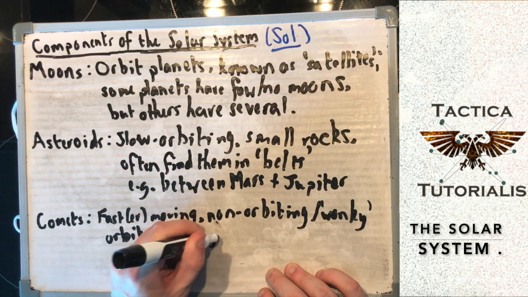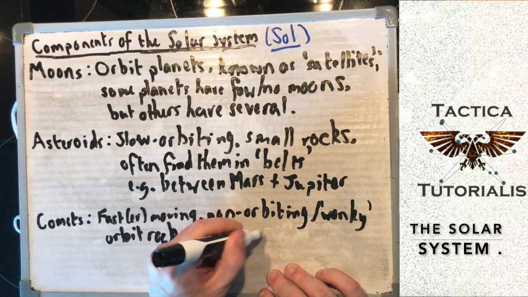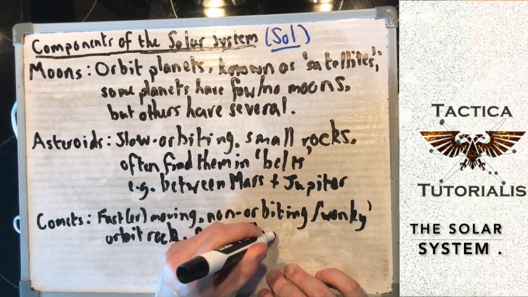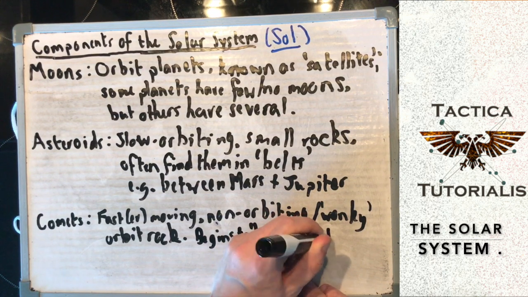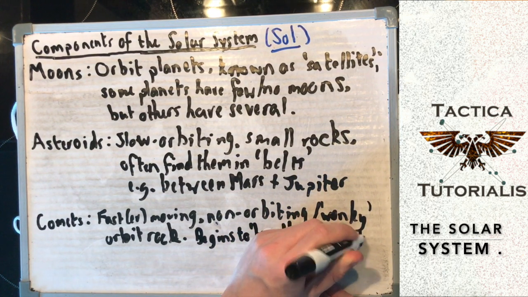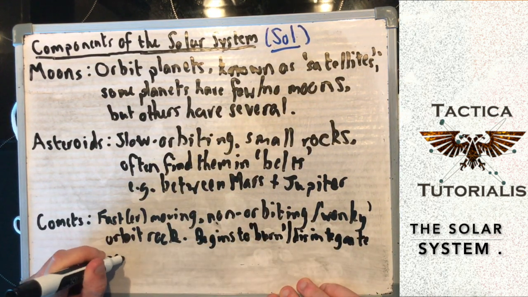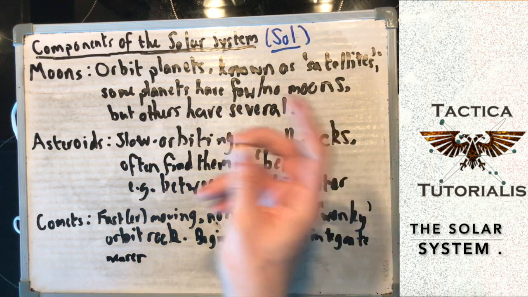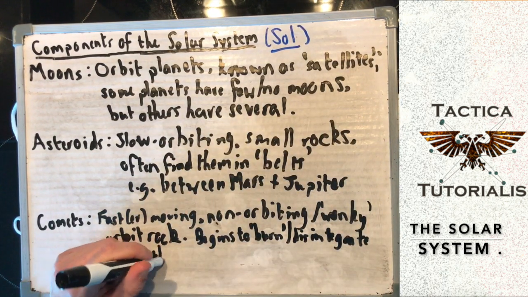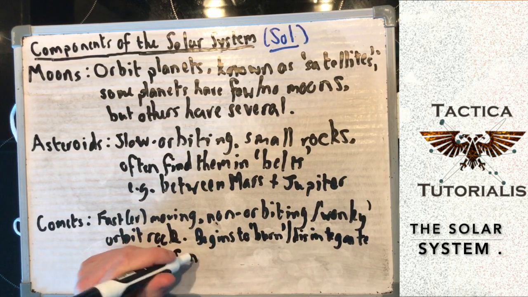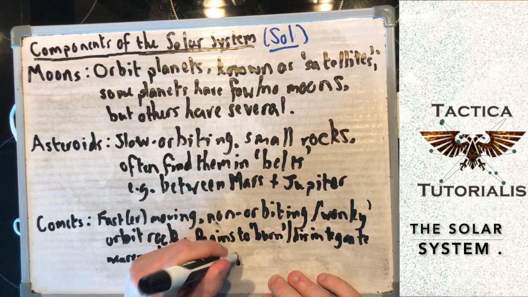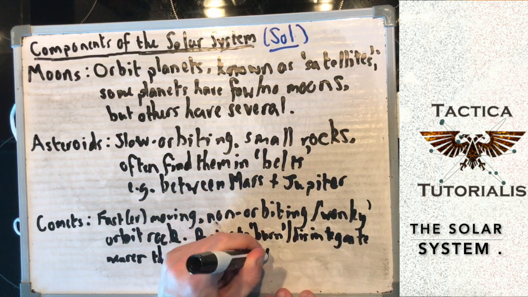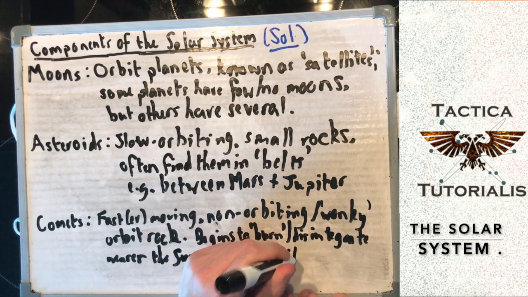So it begins to burn slash disintegrate nearer the sun, which is why they can't have that nice steady orbit that planets have, because they get a lot closer to the sun, causing them to form what we call tails of gas.